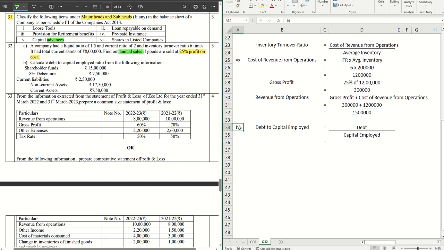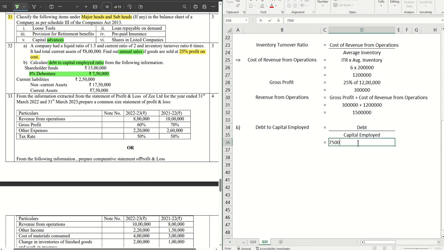Let's move on to part B. Here we are required to calculate the debt to capital employed ratio from the following information. We have the formula as debt by capital employed. Now debt is straightforward, given here as 7,50,000. We don't have anything else as debt in the question, so that becomes 7,50,000 for us.